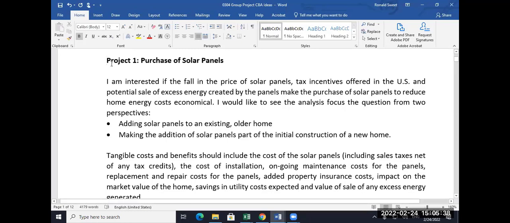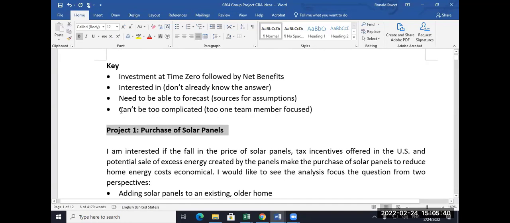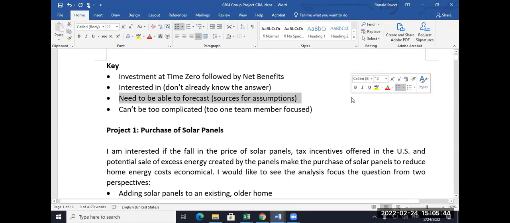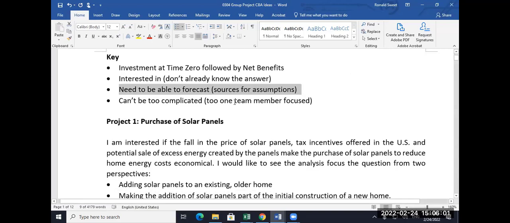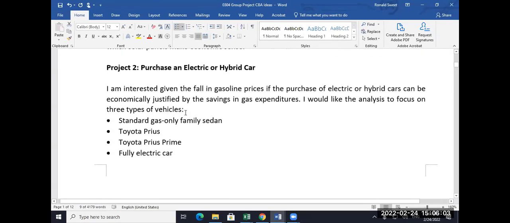But that's one. The nice thing about this project is there's like a million websites out there to give you all the data that you need. It's pretty straightforward. The challenge is you're going to have to pick a house. It's hard to make solar panels generic because it depends how the house is facing, what city they're in. There's a lot of things there, how much electricity they use, but that one can work.